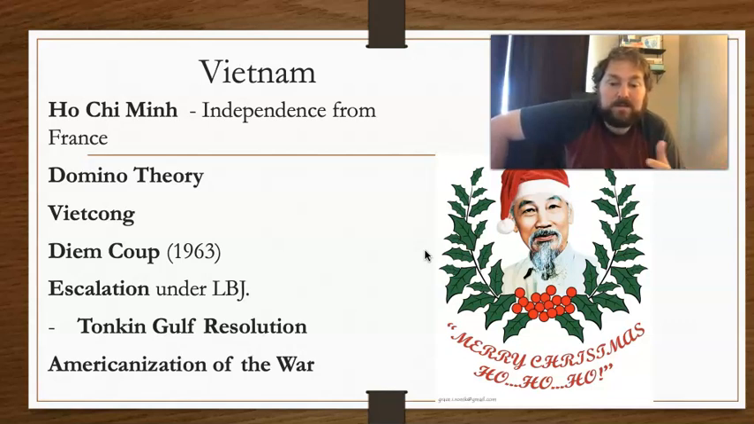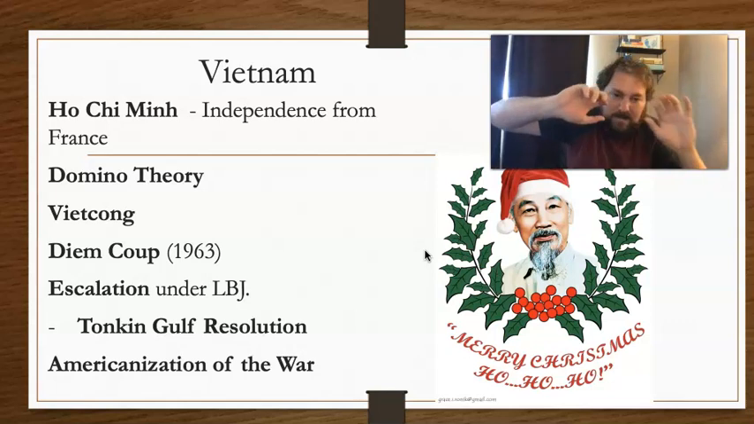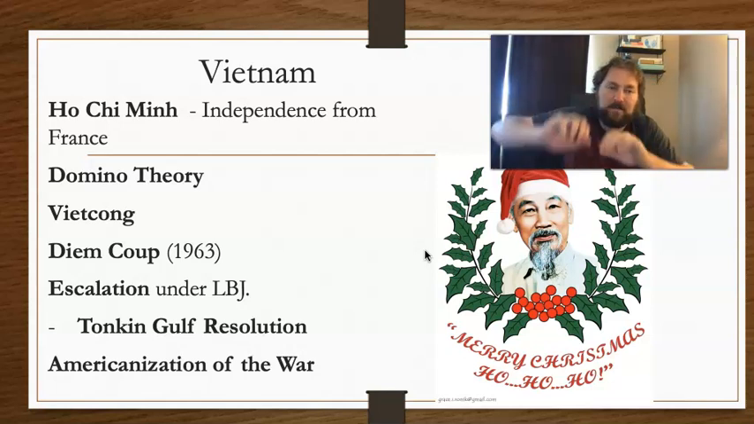But this begins the phase of the Americanization of the war, which means the United States really takes over the heavy lifting in the fighting. The South Vietnamese are still fighting against the North Vietnamese, but we're coming alongside, and it's our troops and our weapons and our technology that is trying to win this war. Okay, so North Vietnam communists, South Vietnam supported by the United States, with now a bunch of American troops in there fighting against the North.